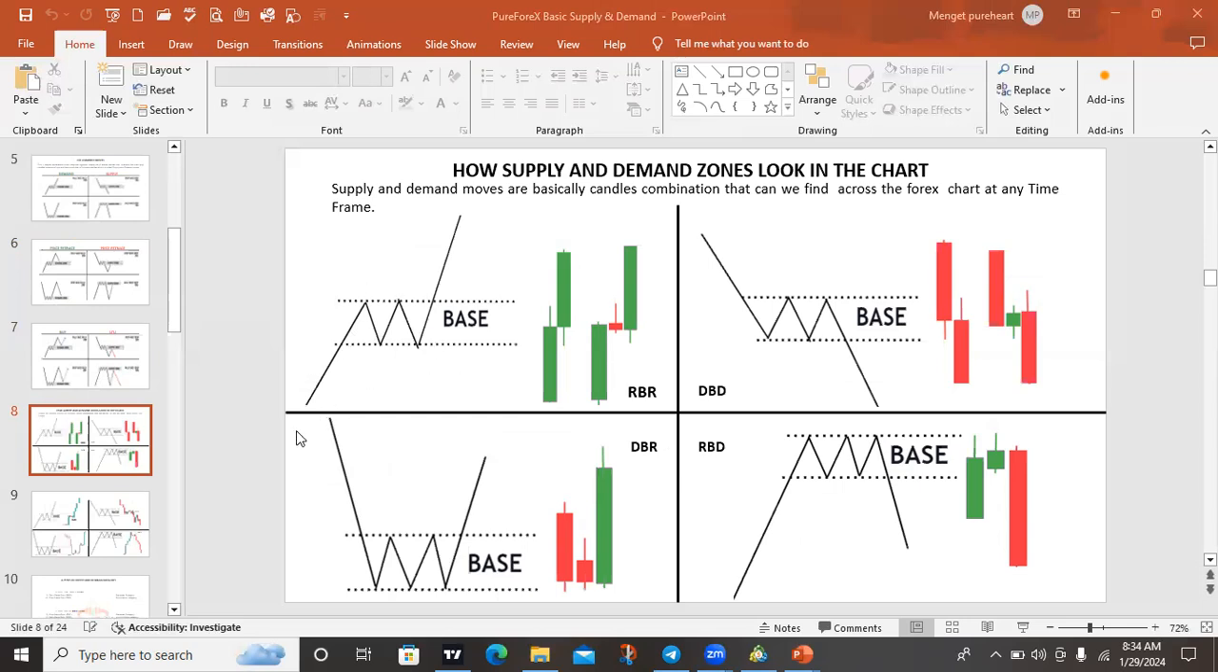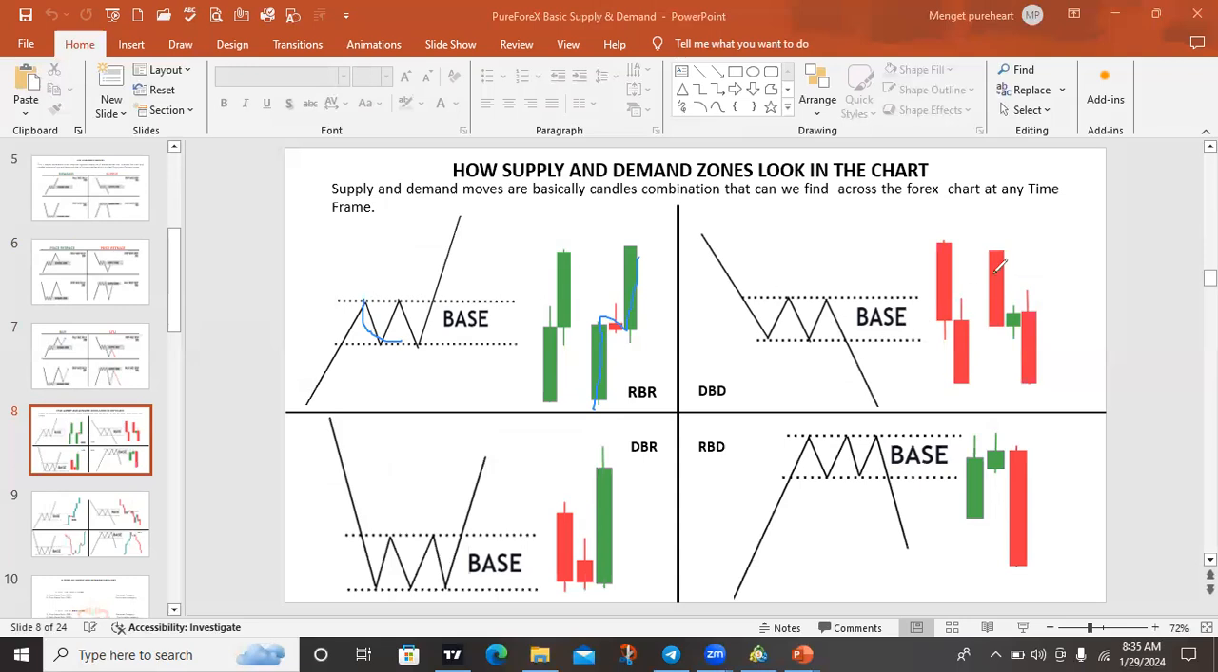This rally-base-rally is going to be a combination of a candle followed by an opposing candle. Here is the red candle. This red candle is just like a sideways, like a base, then another red candle. So this area here, in a candlestick picture, is a rally-base-rally. It looks different from what we are drawing here. I just want you to understand how this looks on the chart.